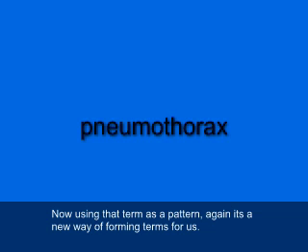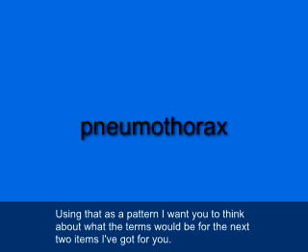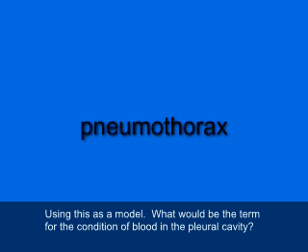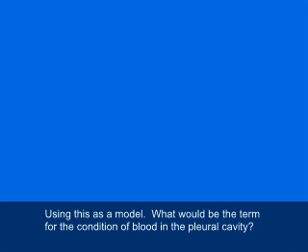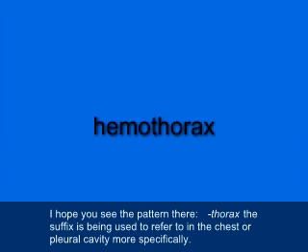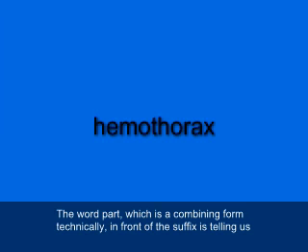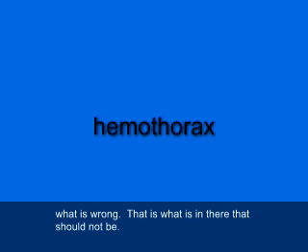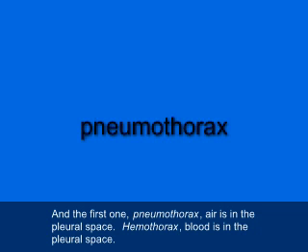Now, using that term as a pattern, again, it's a new way of forming terms for us, I want you to think about what the terms would be for the next two items I've got for you. Using this as a model, what would be the term for the condition of blood in the pleural cavity? Well, that would be hemothorax. I hope you see the pattern there. Thorax, the suffix, is being used to refer to in the chest or pleural cavity, more specifically. The word part, which is a combining form technically, in front of the suffix is telling us what is wrong, that is, what is in there that should not be. In pneumothorax, air is in the pleural space. Hemothorax, blood is in the pleural space.